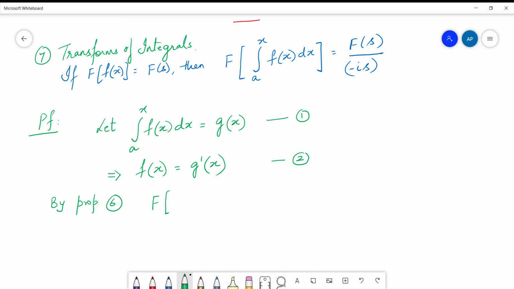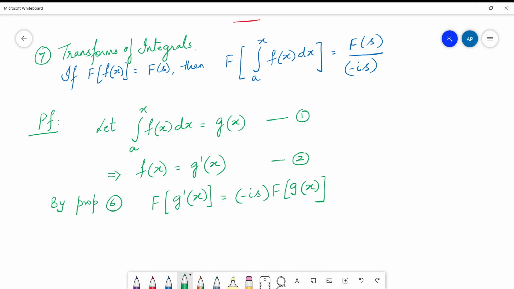Now let me take that first derivative to be g dash of x. What is it defined as? Minus is into the Fourier transform of g of x. This is what we derived in the previous property. So we shall now apply property number 6 to g of x. So instead of g of x, the derivative is taken as g dash of x. So it becomes minus is into the Fourier of g of x.